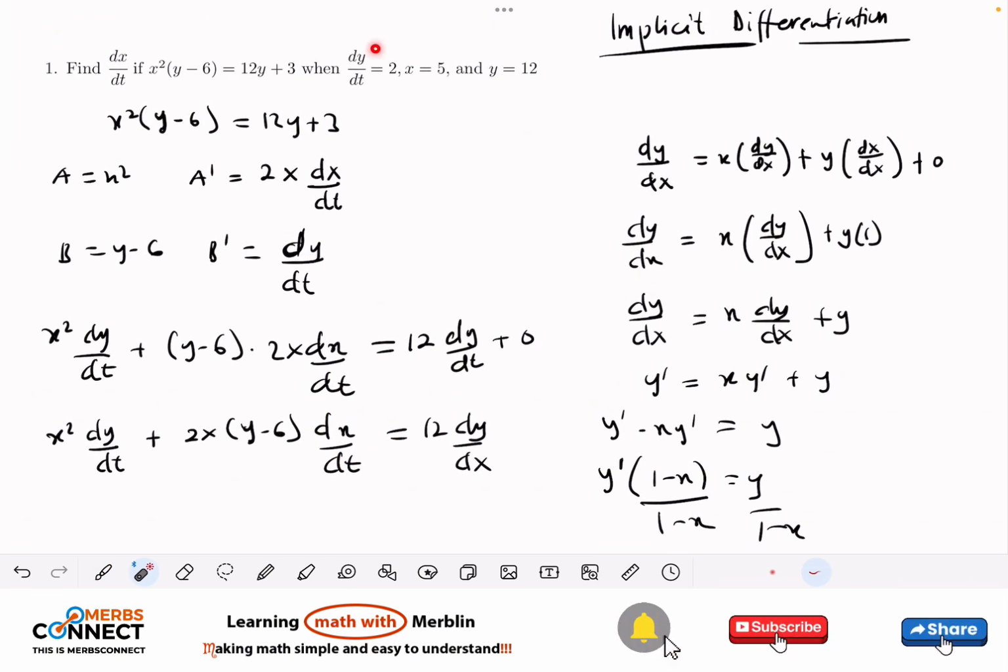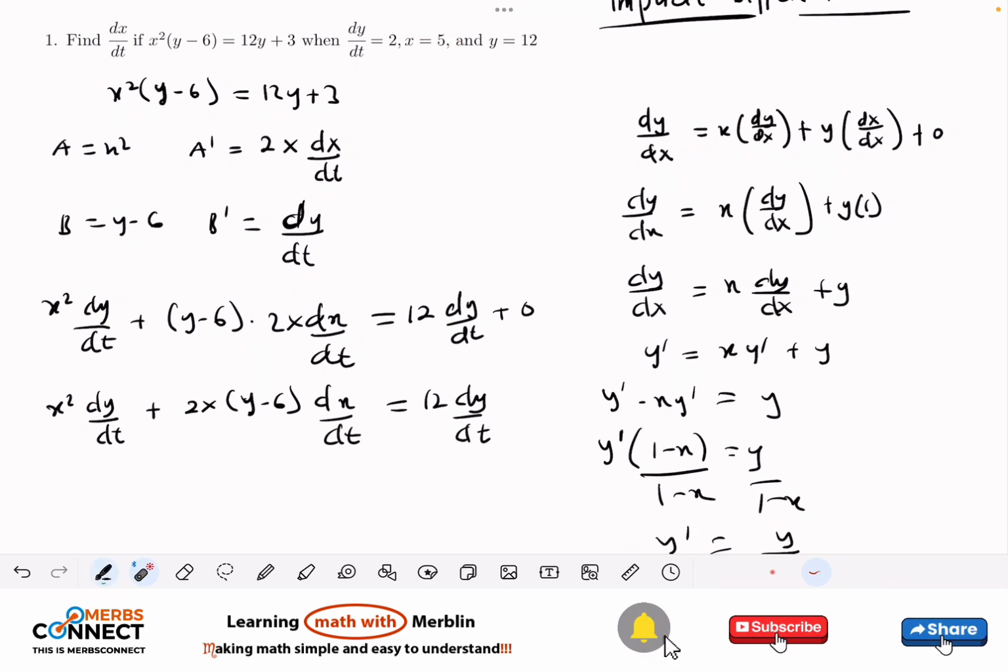So we just do direct substitution. We see dy over dt is equal to 2, so we are going to place 2 here. We are going to also place 2 here. This one is supposed to be t. Then when you see x, you replace it by 5, and when you see y, you replace it by 12. So let's go. X is 5, so 5 squared. What is dy over dt? 2, times 2, plus 2x. X is 5. What is y? Y is 12. We don't know the dx over dt. That is what we are looking for.